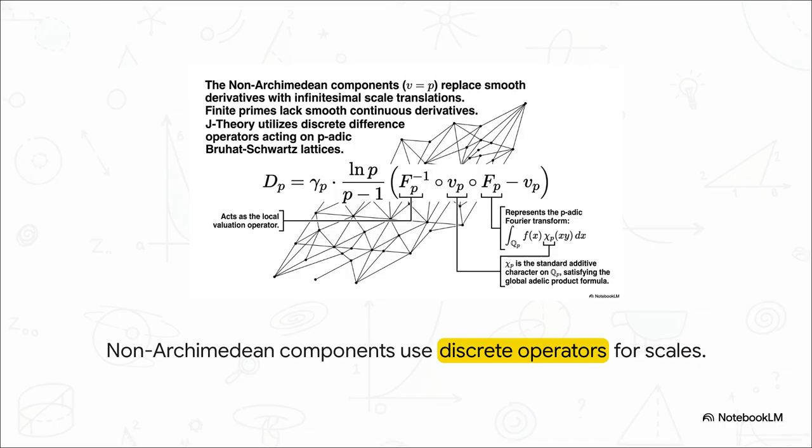But what about the finite primes? Well, they obviously don't have smooth continuous derivatives. So for the non-Archimedean components, we have to swap out smooth derivatives for discrete difference operators. Look at the equation here, acting on the p-adic Bruhat-Schwartz lattices. You can see we're utilizing the local evaluation operator combined with the p-adic Fourier transform to generate infinitesimal scale translations. Since smooth curves are out of the question here, it's kind of like replacing a smooth ramp with a staircase of discrete infinitesimal scale translations. It is an incredibly elegant way to capture derivative-like behavior inside a discrete space.